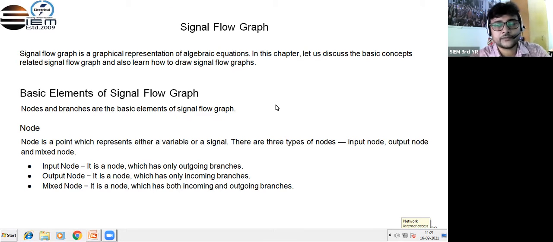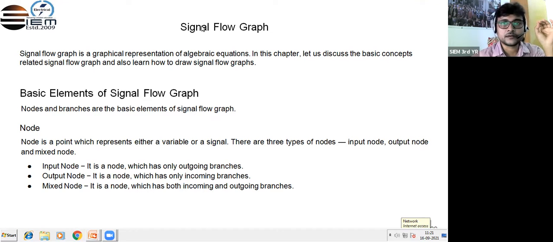transfer function, you can write it in terms of block diagram. So with the block diagram technique, ultimately you will get the transfer function. And while we are considering the signal flow graph, in signal flow graph we are considering transmittance.